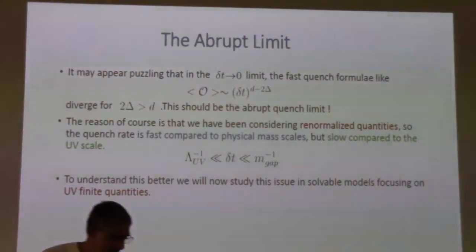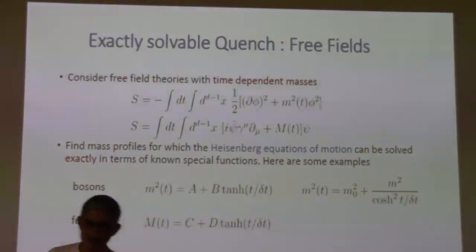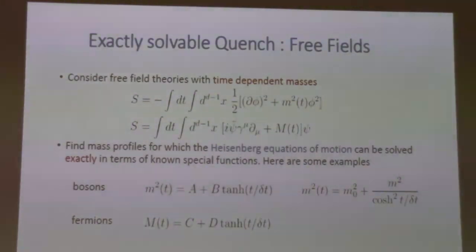Nevertheless, it is quite interesting and useful to study how one approaches this abrupt limit. In order to do that, we decided to look for ultraviolet finite quantities in some solvable theories. I'll give you examples of these ultraviolet finite quantities so you don't get confused by issues of the cutoff.